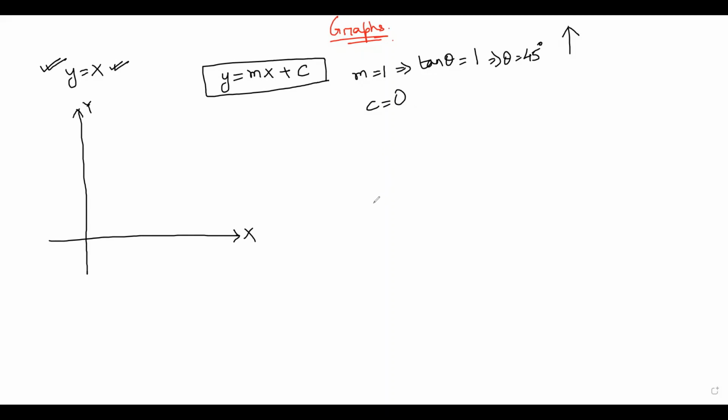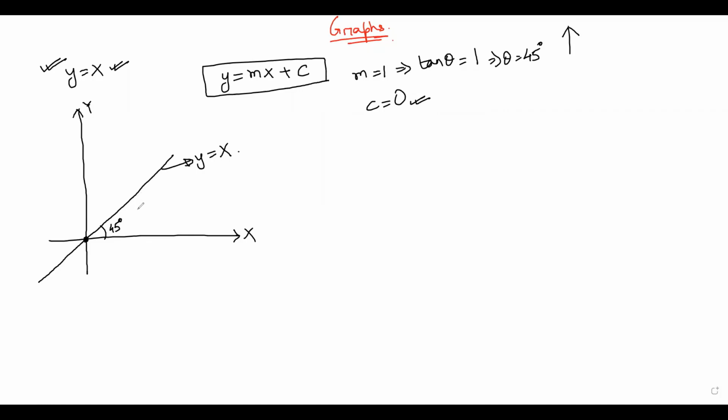So we need to plot a line which is making an angle of 45 degree with the positive direction of x-axis and passing through the origin. So if we draw, the line would be something like this, where this angle theta would be 45 degree and the line would be passing through the origin.